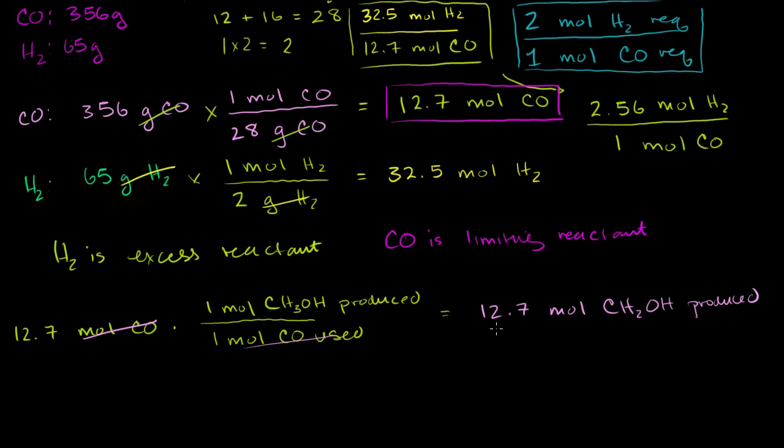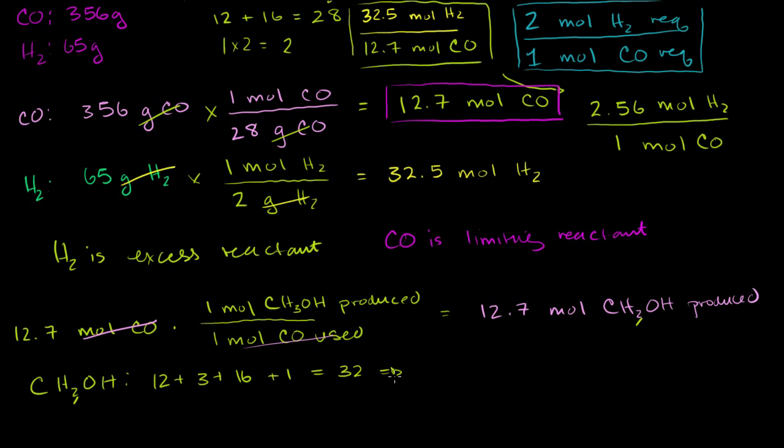And now we just have to figure out what is the mass of 12.7 moles of methanol. We just think about the atomic weight. If you look at methanol, CH3OH, its atomic weight is 12 plus 3 times 1 plus 16 plus 1. So what is this? This is 20 plus 12, which is 32.